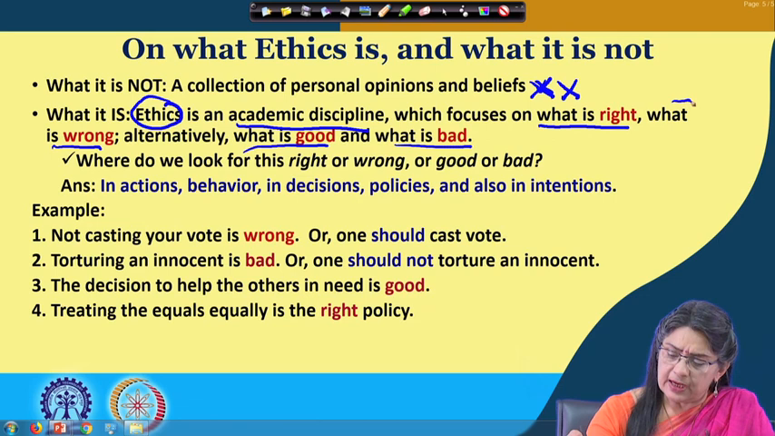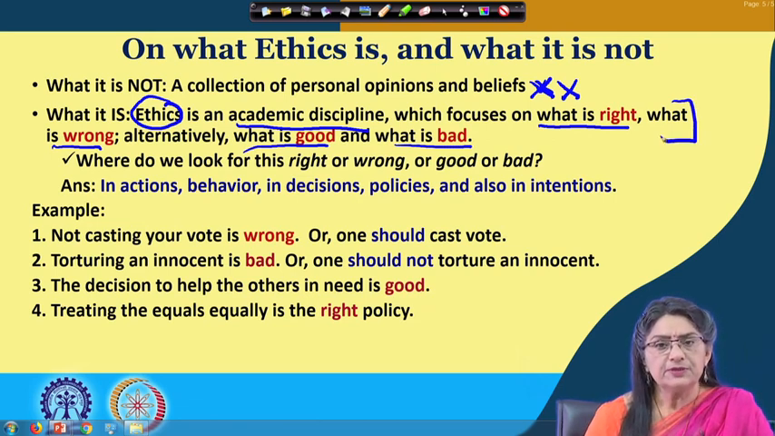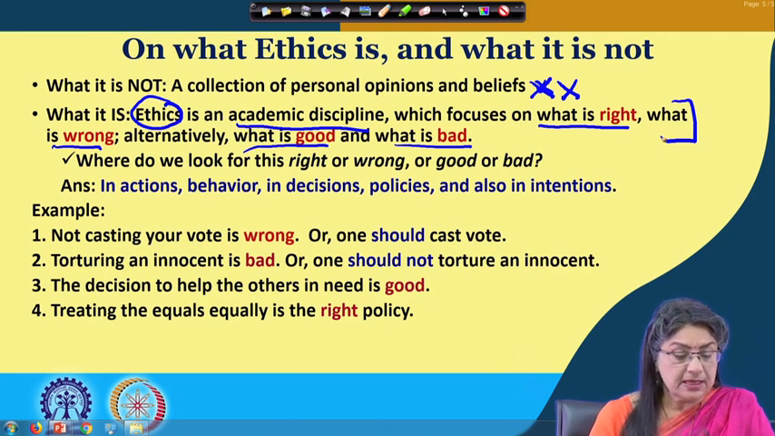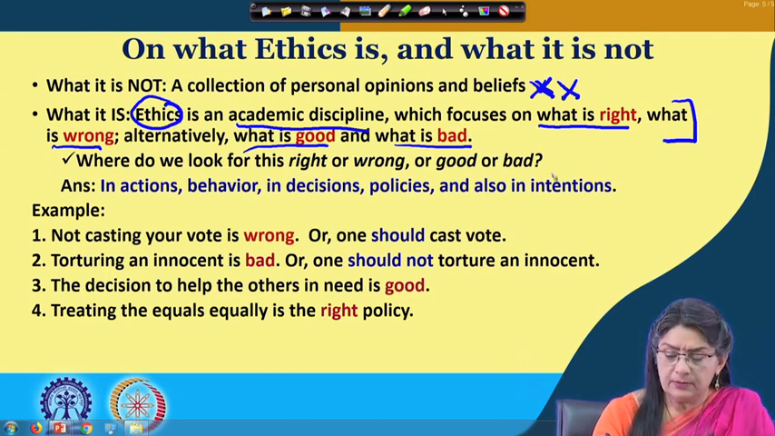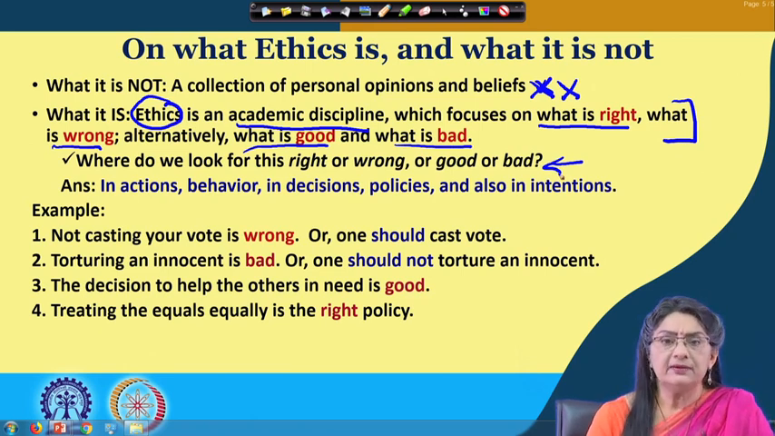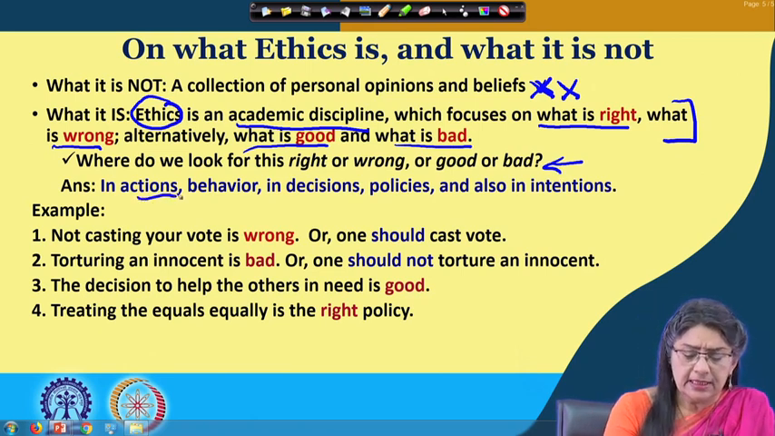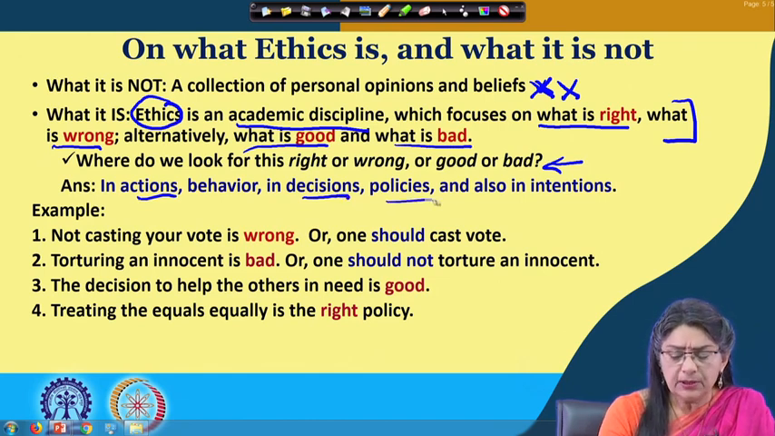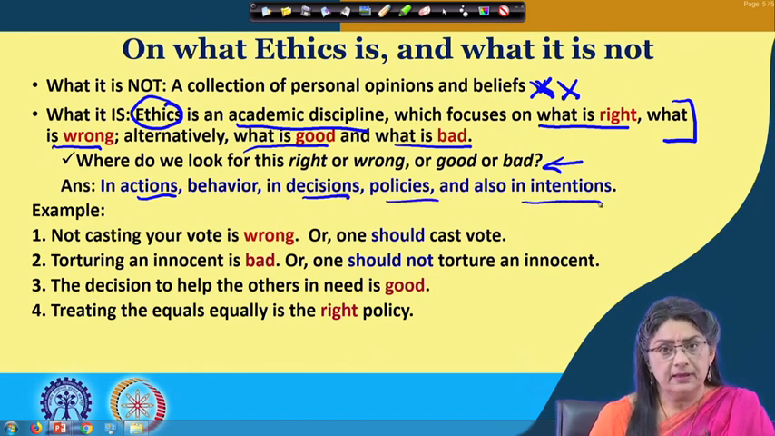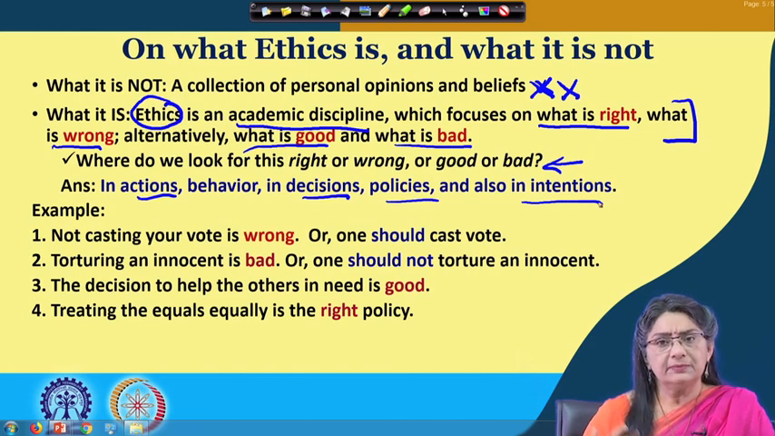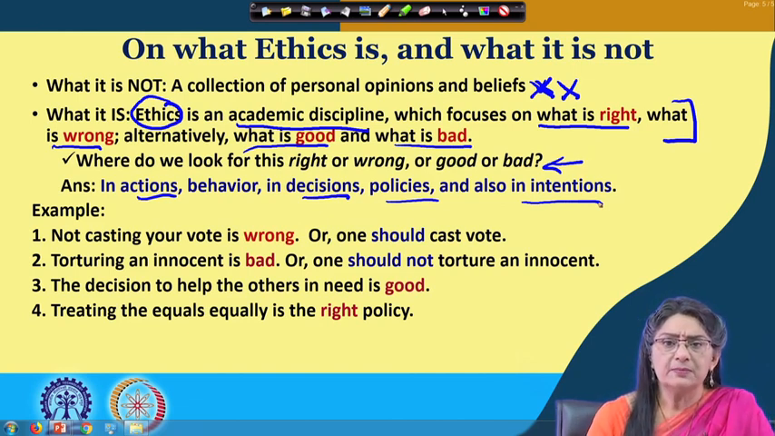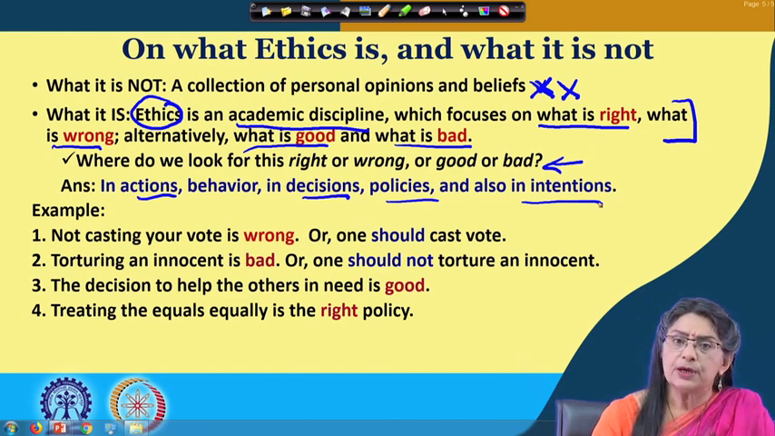So if you are asked what the subject matter of ethics is, the answer is that it is about right, wrong, good, bad, etc. But it's an academic study of those things. Where do we look for this good, bad, right, wrong? My answer is we look into behavior or practices, actions, decisions, and policies, and also the motives, the psychological mechanism that works behind those behavioral practices. So that's where we look.